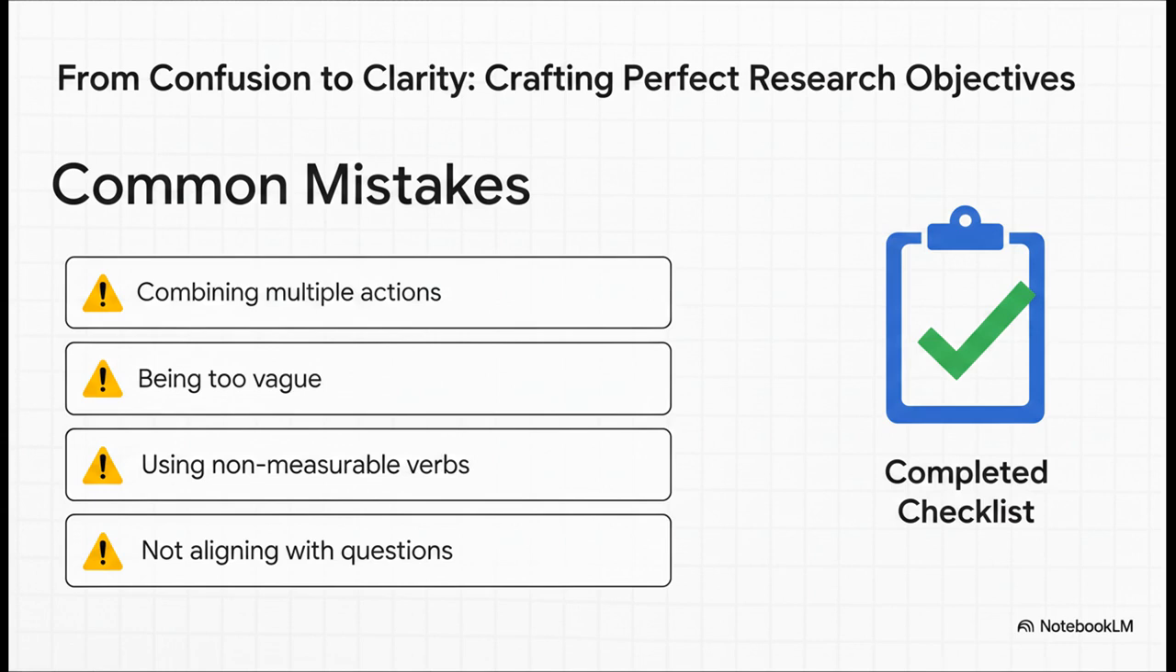Third, like we talked about, drop those non-measurable verbs. Fourth, ensure absolute total alignment with your research questions. And finally, watch out for inconsistent variable naming. If you call it student engagement in Objective 1, do not suddenly call it participation in Objective 3. Use the exact same terms throughout the whole thing to maintain clarity.